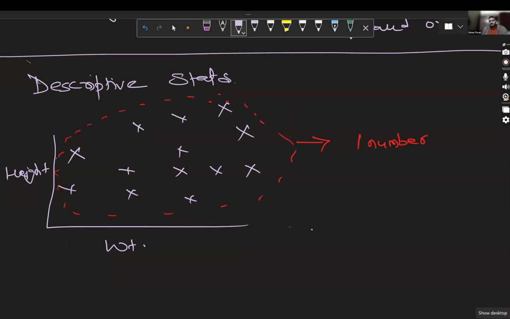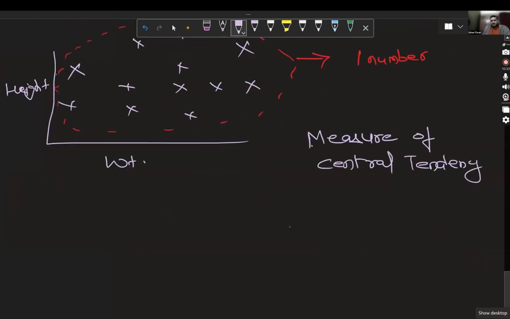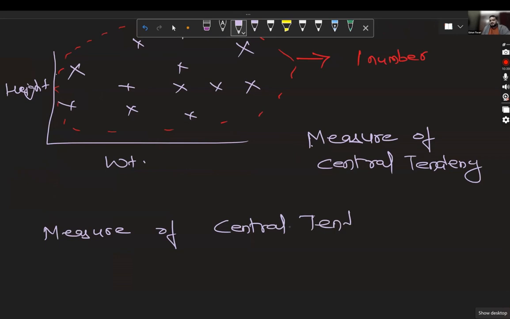We call it measure of central tendency. Okay? So let's break this term. You will see if I write measure of central tendency.